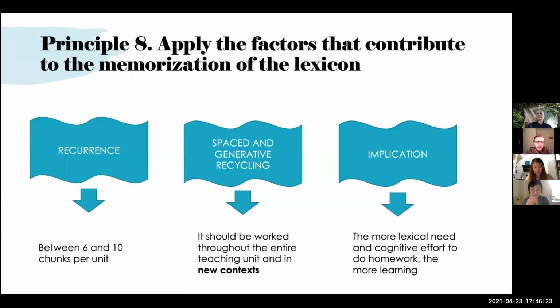And principle number 8 is, well, we have some factors that have been proved to help memorization of the lexicon. And we have to be careful here because when we talk about memorization, we have to take into account 2 different types of memorization, short-term and long-term. And these 3 factors help students keep these chunks in mind. First is recurrence, which is basically you don't want to overwhelm your students. Up to 10 chunks per class or unit, and by unit I mean an entire unit that could take 1 up to 3 classes maybe.